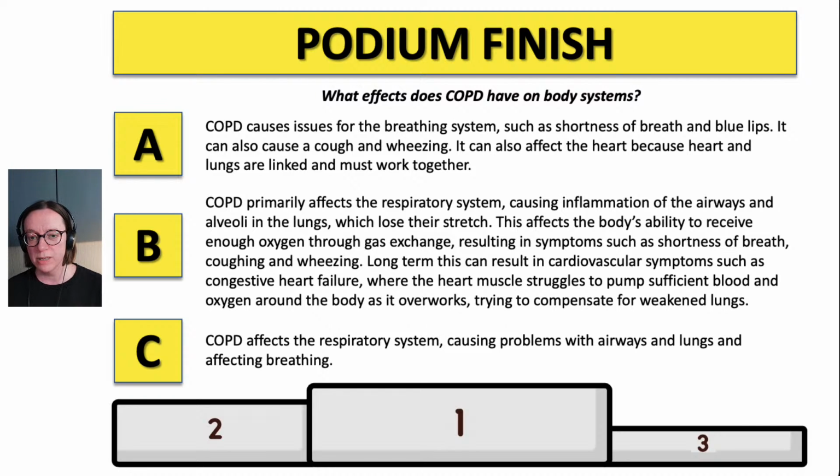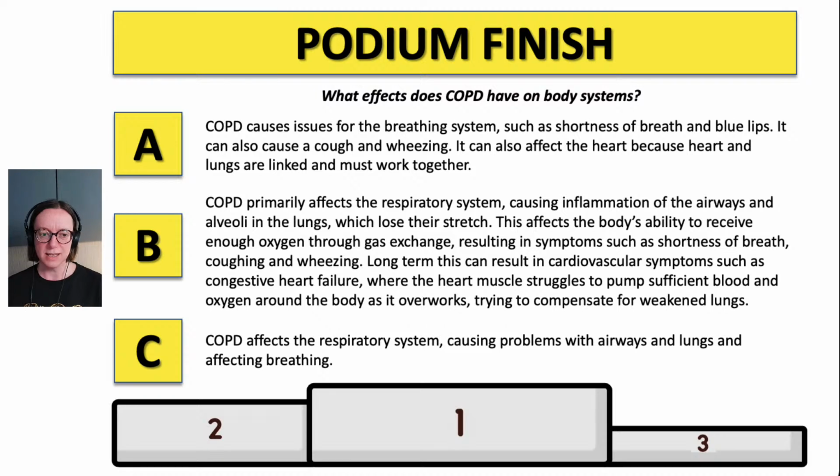This affects the body's ability to receive enough oxygen through gas exchange, resulting in symptoms such as shortness of breath, coughing and wheezing. Long term, this can result in cardiovascular symptoms such as congestive heart failure, where the heart muscle struggles to pump sufficient blood and oxygen around the body as it overworks, trying to compensate for weakened lungs. And student C says, COPD affects the respiratory system, causing problems with airways and lungs and affecting breathing.